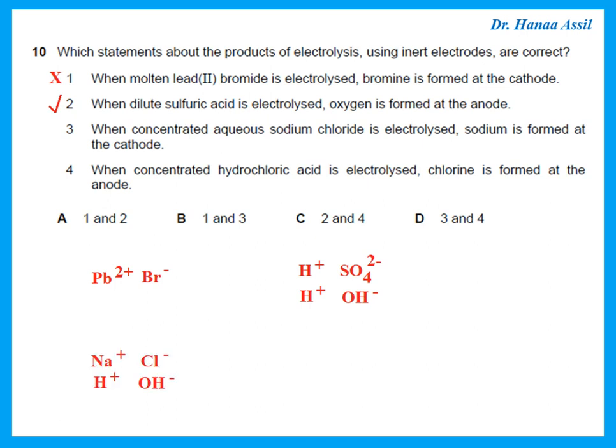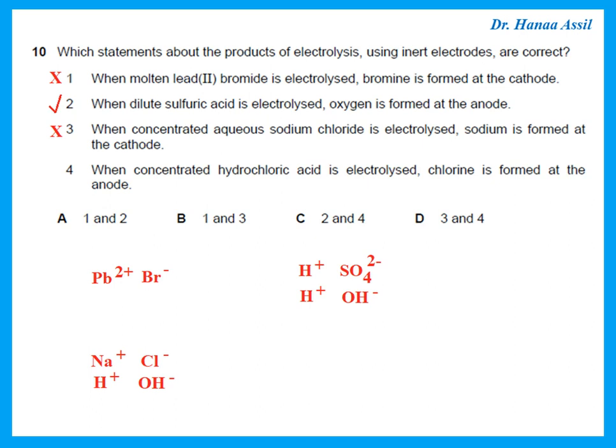Well, let's look at this. Concentrated aqueous sodium chloride means I have Na plus and Cl minus and H plus and OH minus from the water. Now, which one will be formed at the cathode? So which one will go to the negative and react? Remember, if we have a choice between Na plus and H plus, it is the H plus that will react, not the sodium. So I will have hydrogen, not sodium.